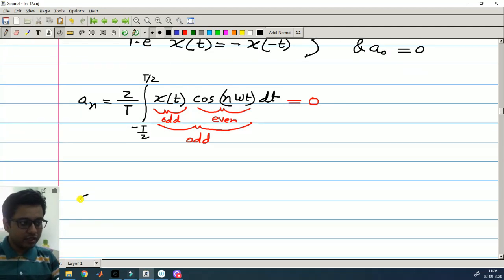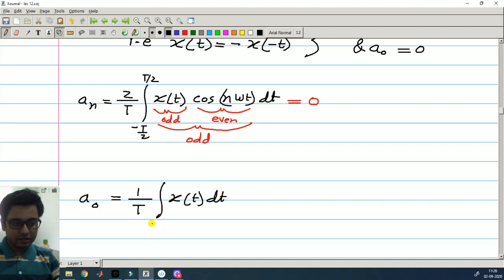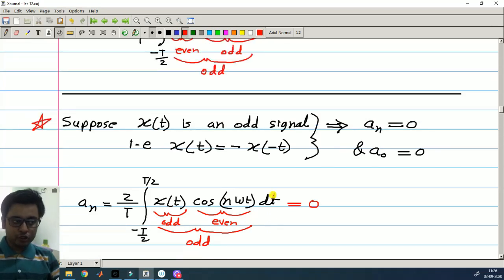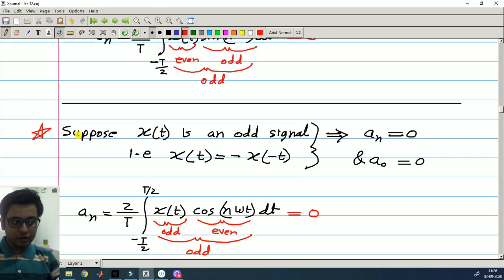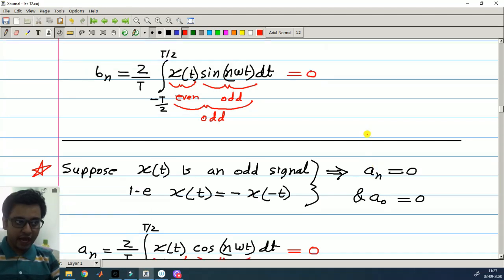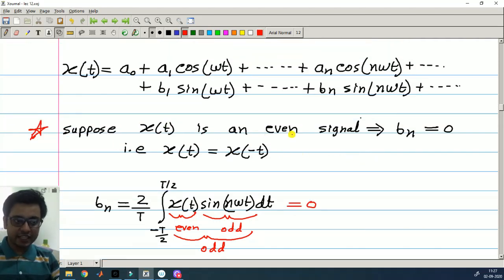Why? Because a0 is the average value of x from minus T by 2 to plus T by 2. Again, this is an odd signal integrated, so this result will be 0. So if you have x as an odd signal, then a0, an, all of them will be 0. And if x is an even signal, then bn will be 0.